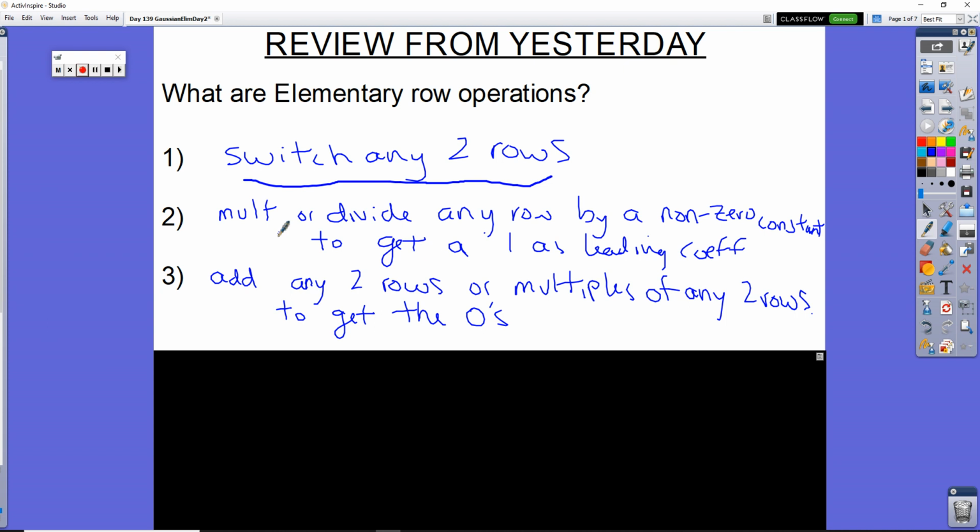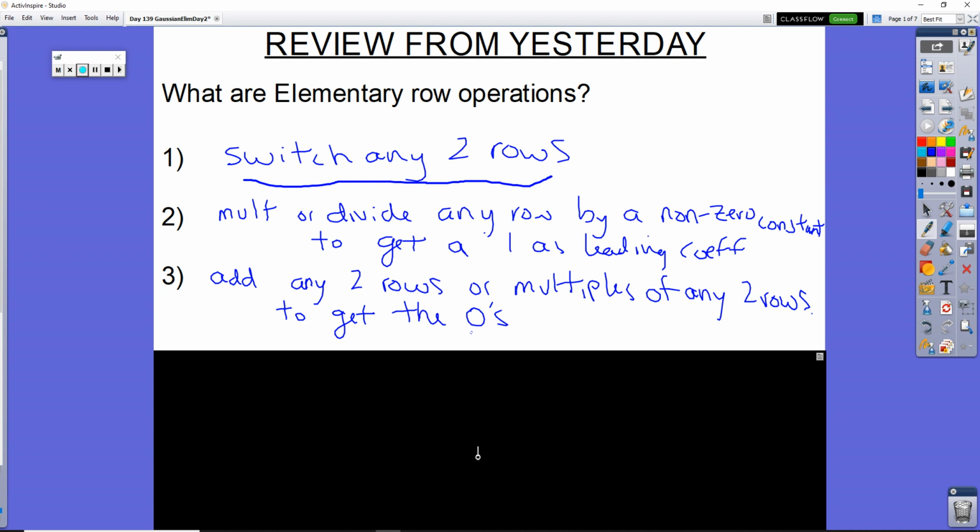Secondly, you can multiply or divide any row by a non-zero constant. Now, the reason why you would do this is to try to get 1 as a leading coefficient in one of your columns. And third, you can add any two rows together, or you can add any multiples of any two rows together in order to get the zeros. So this is how we're going to get the zeros in the Gaussian elimination process. And multiplying or dividing by a non-zero constant is how we get the ones, and sometimes if we switch rows, it might help.